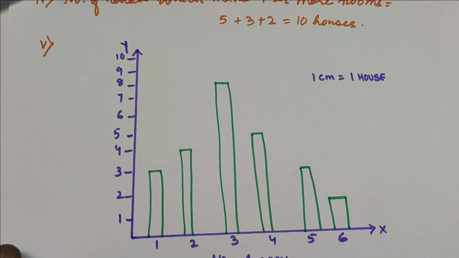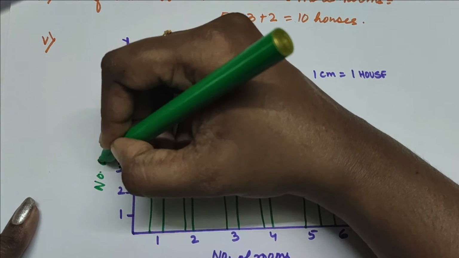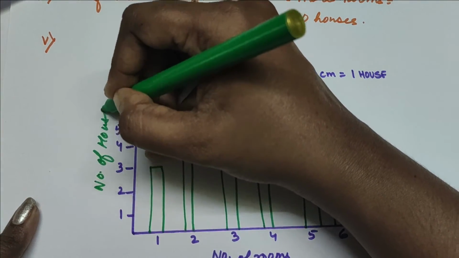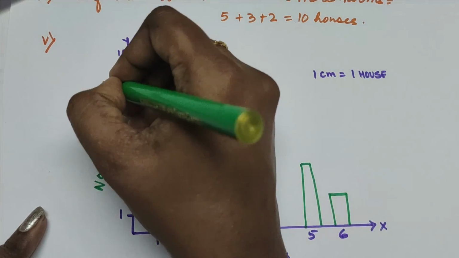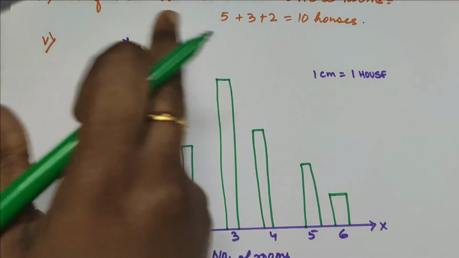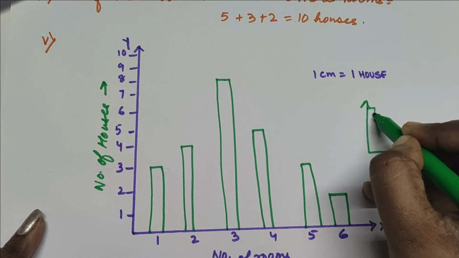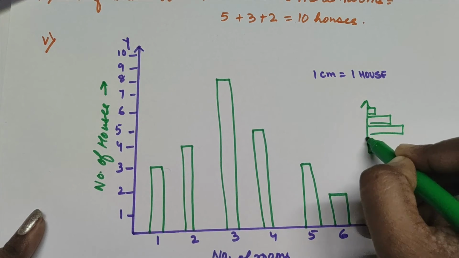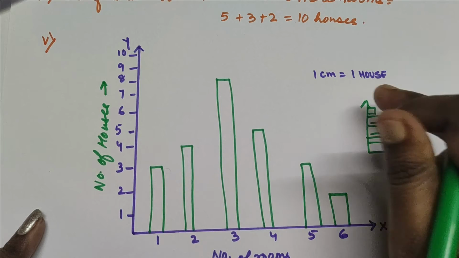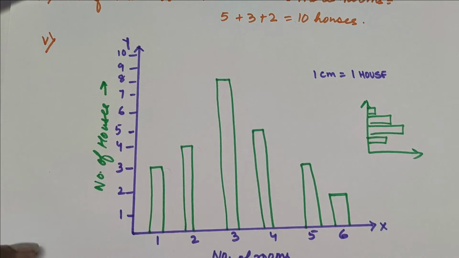So I'm very sure here I've written number of rooms and this is number of houses. Don't forget to write this. This is in the y-axis and this has been plotted in the x-axis. I can also write number of rooms here and make it, then the bar graph will look somewhat like this. Can you understand? This will be the horizontal one and this is the vertical bar graph.